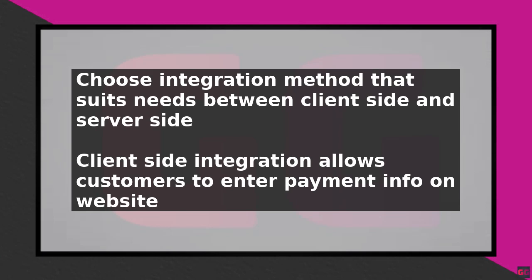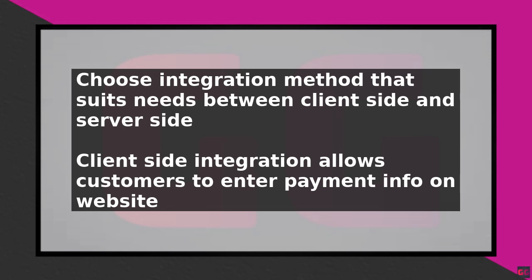To integrate Stripe using the client-side method, include the Stripe JavaScript library in your website and create a payment form. The payment form should include fields for the customer's name, email address, and payment information. When the customer submits the form, use the Stripe library to create a payment token and send it to your server. On your server, use the payment token to create a charge.